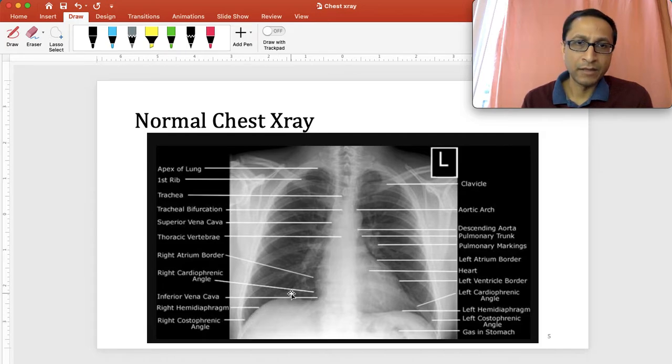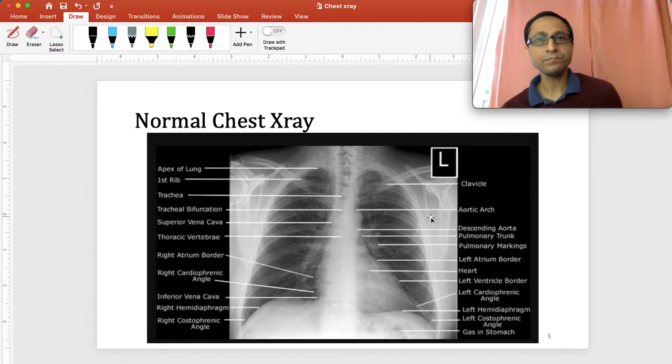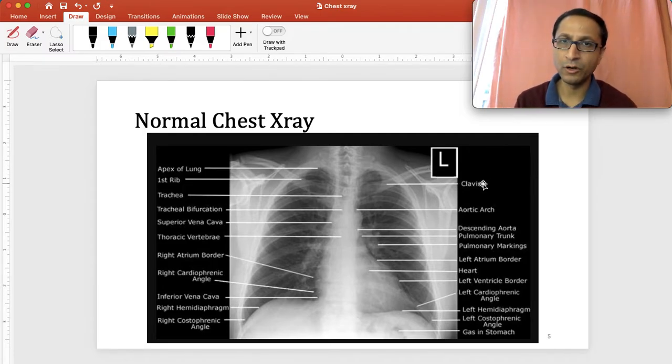Right here, we have the right hemidiaphragm, and this is the right costophrenic angle, right costophrenic versus right cardiophrenic, two different things. On this side, we talked about the clavicle before. On the left side, as we go down, we have the aortic arch, which is coming from the left ventricle, comes up into an arch and then forms the descending aorta. So right over here, this is sometimes called the aortic knob, K-N-O-B, aortic knob, or the descending aorta.